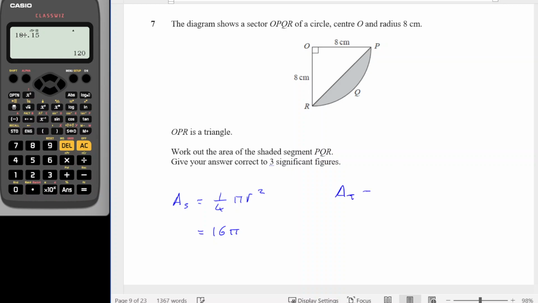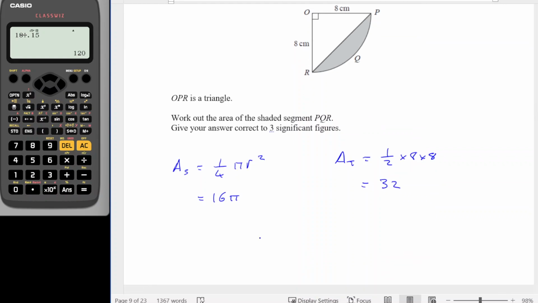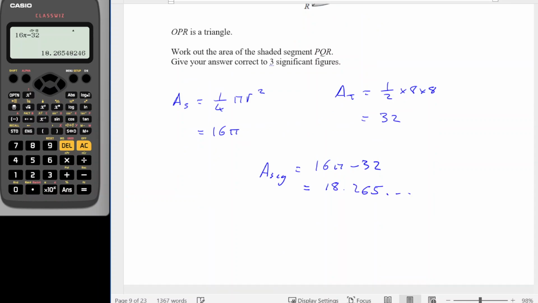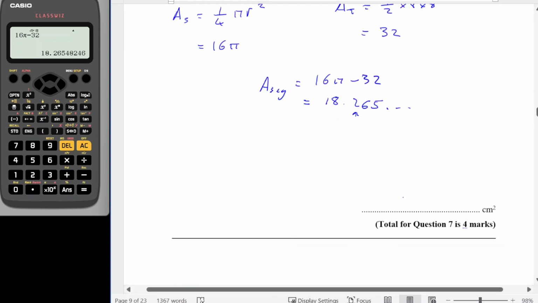The area of the triangle is going to be a half of the base times height, so half of 8 times 8, so half of 64, so that's going to be 32. So the area of the segment is going to be equal to 16 pi minus 32. And now we'll go decimal. 16 shift pi minus 32 is going to be 18.265... So I've not rounded yet to 3 significant figures. That's the third significant figure, which we would round up, so that's going to be 18.3.